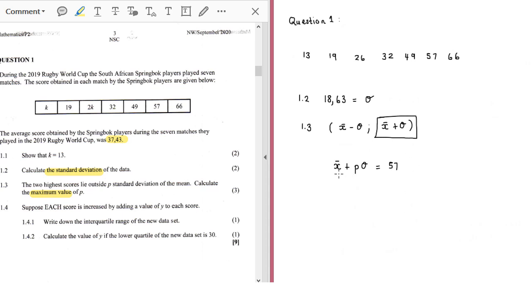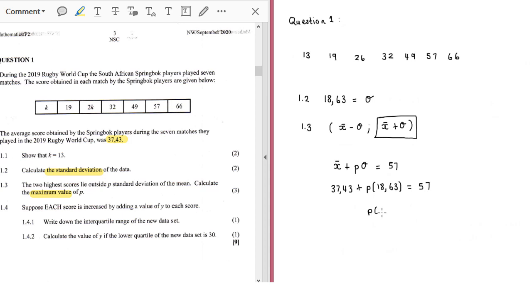Okay, so we now have the value of the mean, right? It was given to us over there as 37.43, and we just calculated the standard deviation above. So we can do those substitutions. 37.43 for the mean plus this unknown P times the 18.63. This must equal 57. Okay, so then we can solve this for P, right?